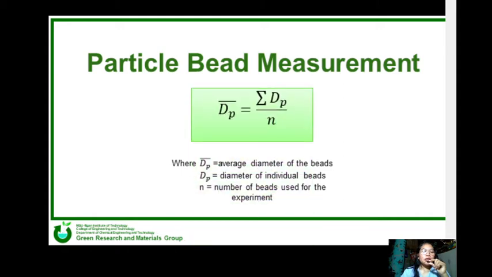In the equation presented, dp bar is the average diameter of the beads, dp is the diameter of the individual beads, and n is the number of beads used for the experiment. Smaller beads offer large surface areas, thus higher adsorption.